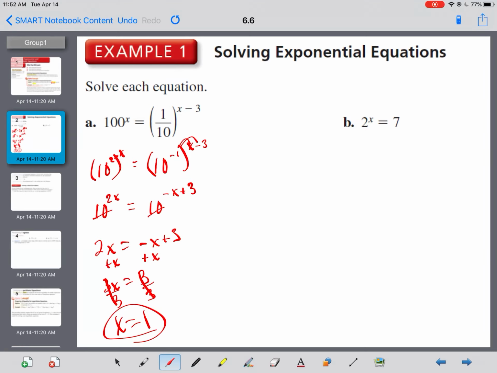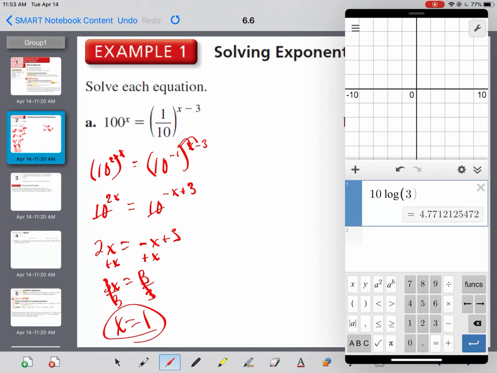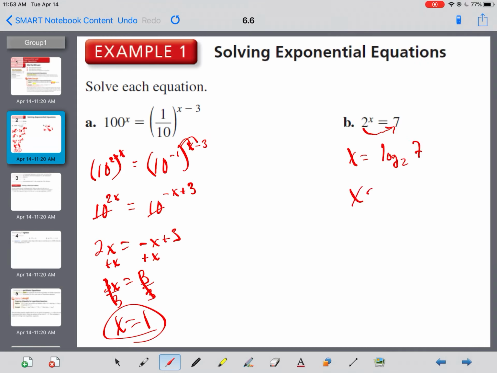Let's look at b. 2 to the x equals 7. There is not a way to write 7 as a base of 2. But remember the opposites. If it was a multiply by 2 and I wanted to get rid of it, I'd divide. Since it's a base of 2 and I want to get rid of the base, I can move it to the other side. So I can do x equals log base 2 of 7. And then if I wanted to, I could type that in the calculator: log base 2 of 7, 2.807. So x is about 2.807.